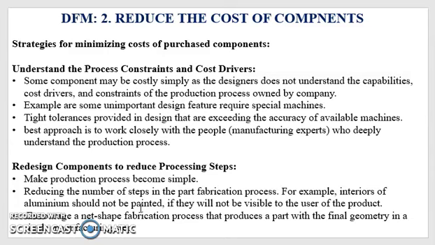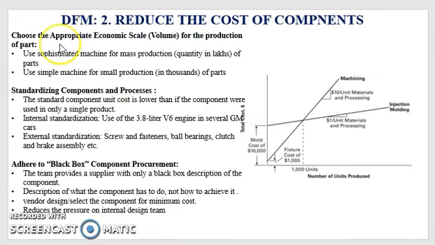the product. Also, encourage a net shape fabrication process that produces a part with its final geometry in a single manufacturing step. Typical examples of such processes are molding, casting, forging and extrusion. Such products require minor additional processing, for example drilling and tapping, after performing these net shape fabrication processes. The next rule is to choose the appropriate economic scale for the production of a part.